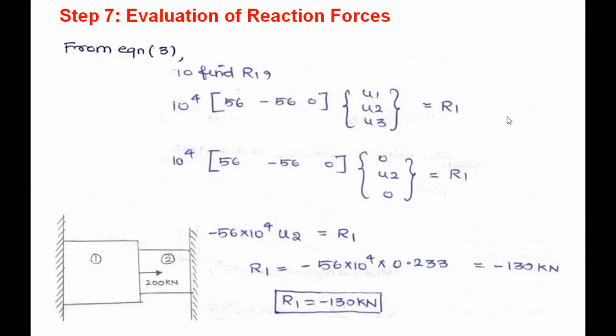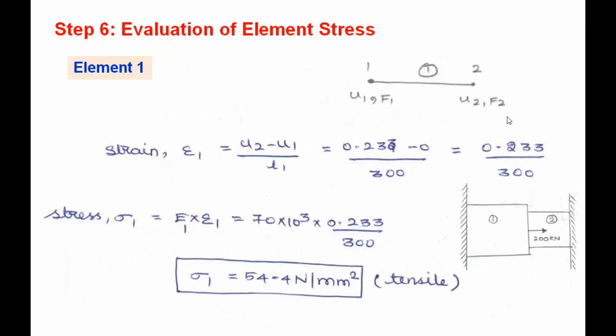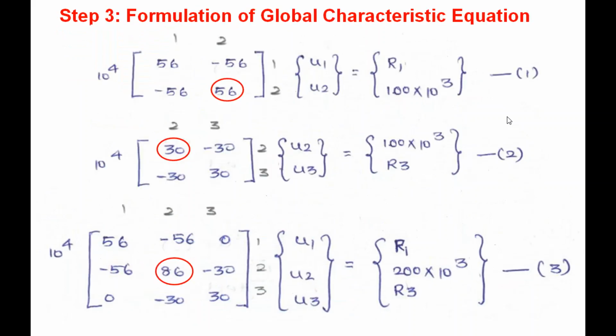After evaluating the element stresses, now we will evaluate the reaction forces of the stepped bar, which is fixed at both ends. So we will have two reaction forces, at the left end R1 and at the right end R3. To find the reaction forces, we are going to use the global characteristic equation, which we derived in step 3. In this global characteristic equation, we have the global stiffness matrix, a 3 by 3 matrix, multiplied by the displacement vector u1, u2, u3. On the right hand side, we have the force R1, 200 kilonewton and R3. These are the three nodal forces.